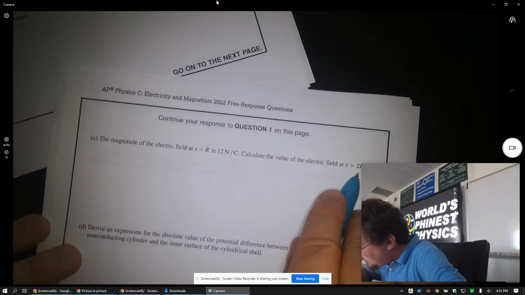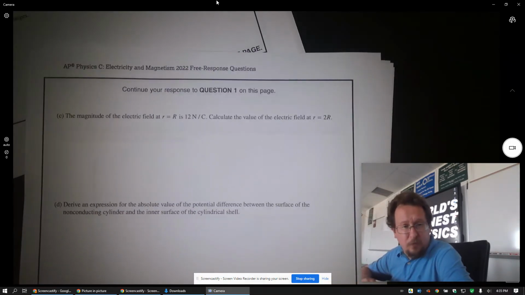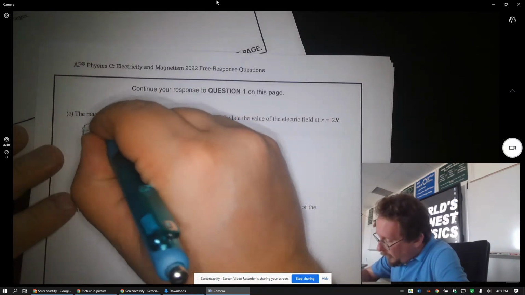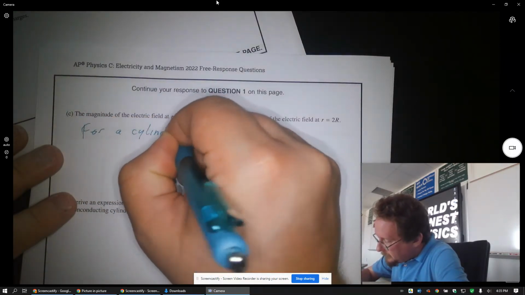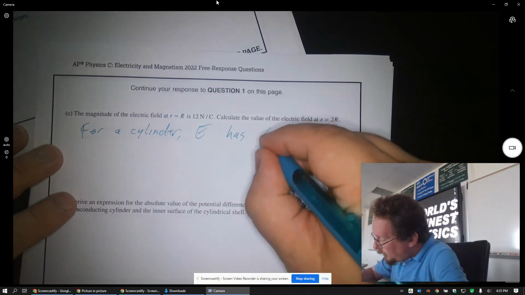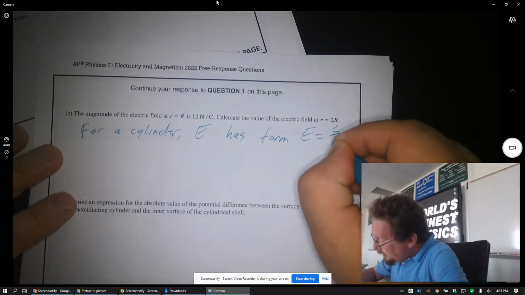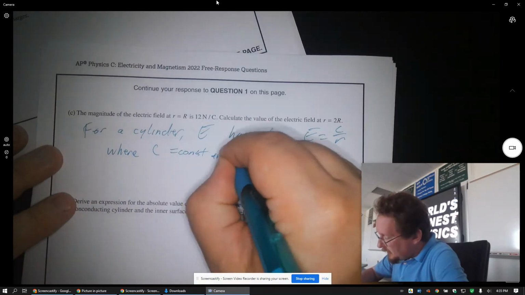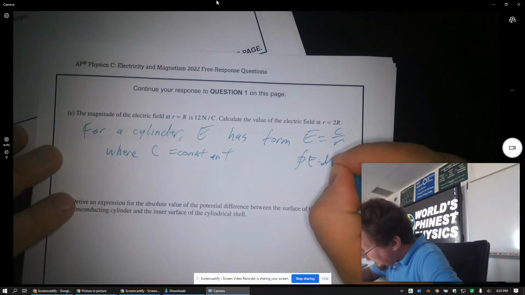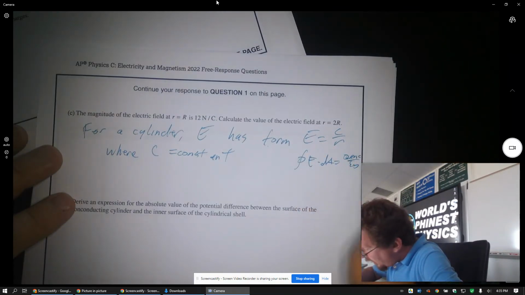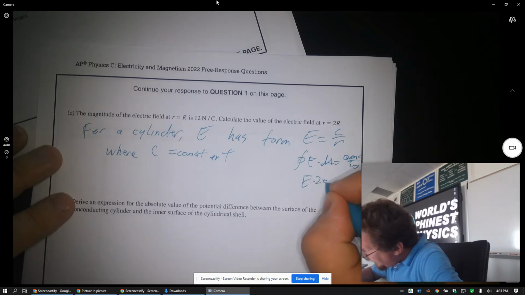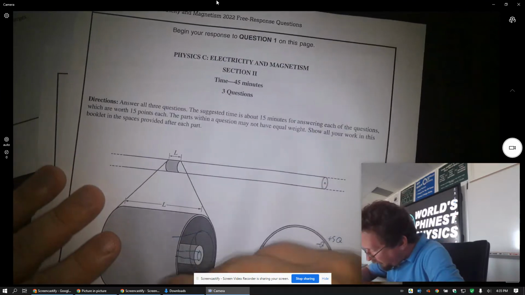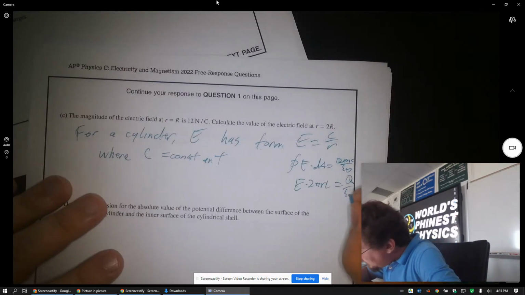Calculate the electric field at 2R. If you want, you would have to show this using Gauss's law again. For a cylinder, the electric field has the form E equals C over r, where C is a constant. Okay, I'll just show it to you. The integral of E dot dA equals Q enclosed over epsilon naught. In this case, it would be E times 2 pi r L equals the whole Q, because now I'm taking in this whole thing, over epsilon naught.